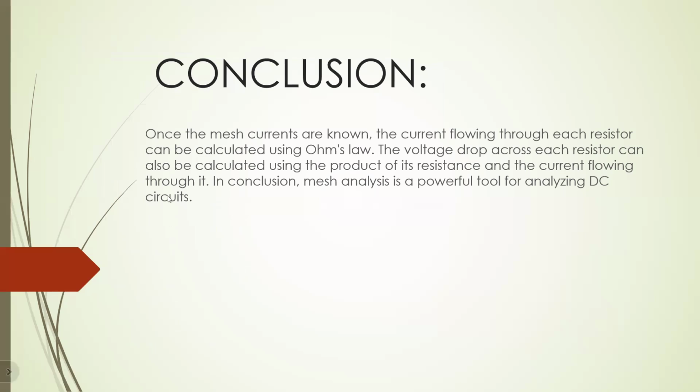Conclusion. Once the mesh currents are known, the current flowing through each resistor can be calculated using Ohm's law. The voltage drop across each resistor can also be calculated using the product of its resistance and the current flowing through it. In conclusion, mesh analysis is a powerful tool for analyzing DC circuits.